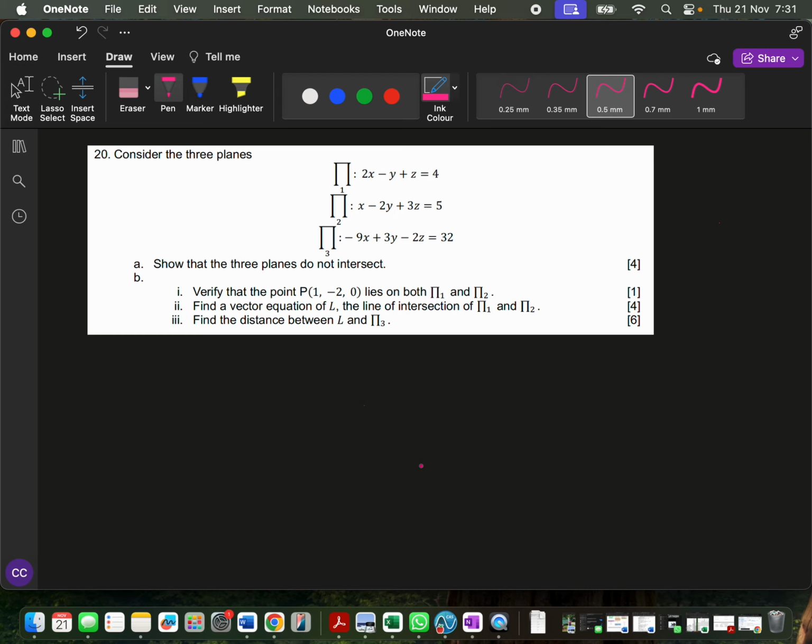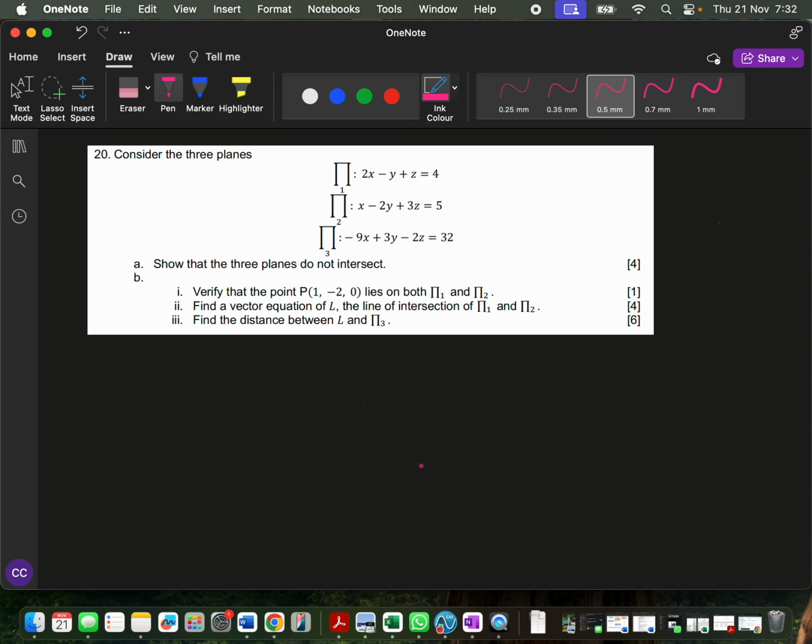Okay, this is a question from the review packet that's dealing with intersections between planes and stuff like that. This is from a part B because it's a little bit long, but we're just going to go through it to make sure that we fully understand it. So we've got those three planes. We need to show that they do not intersect.